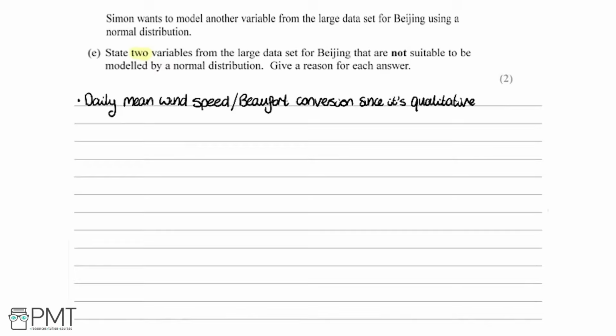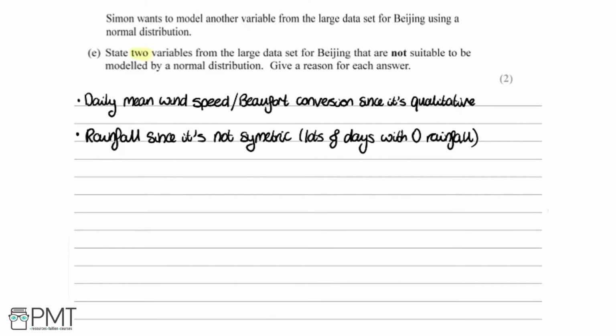Now, think about another variable that couldn't be suited for the normal distribution. And this is actually for a bit of a different reason, but one of the variables is the rainfall. If we look at the data for Beijing in 2015, between May and October, we can see that there are lots of days with 0 rainfall, and there's not really very much rainfall at all during this period.